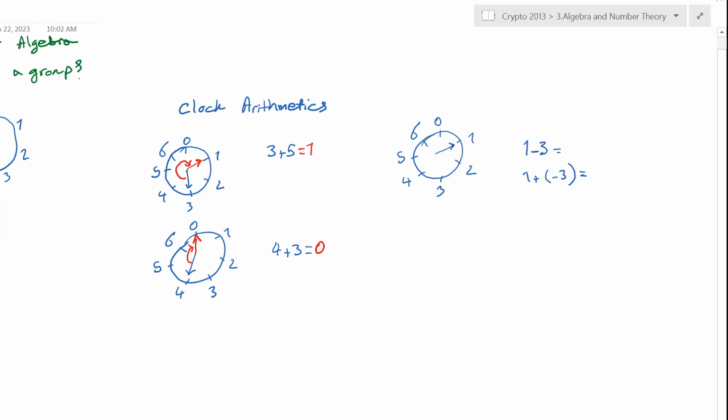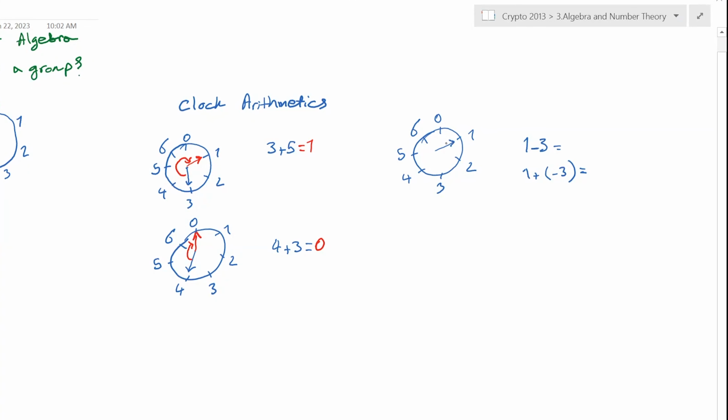So if I'm at time 1 and I subtract 3 hours, that would be 1, 2, and 3. So I end up at 5, right? So I go this way. Then I go back to the time 5, right?